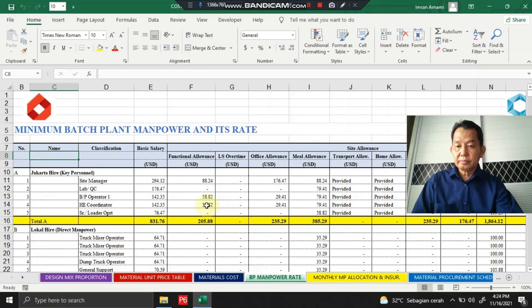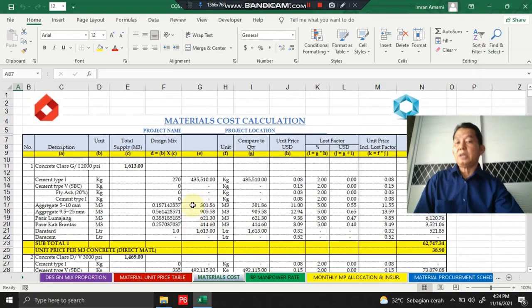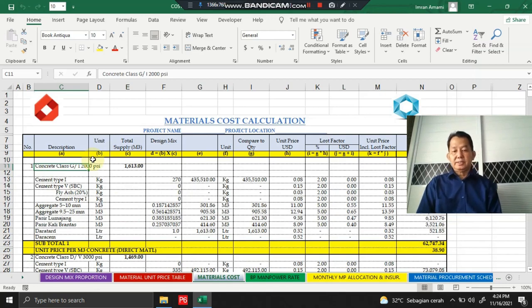And then we make a calculation table for the material cost, as seen on the screen here, for each class of concrete. We have the total supply here for each class of the concrete. For example, concrete class G type 1 with strength 2000 psi, we have a total supply of 1613, and we have the material proportion based on the approved mix design, and then we calculate the mix design and the total of concrete supply.